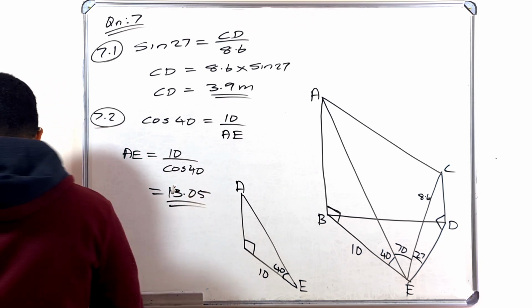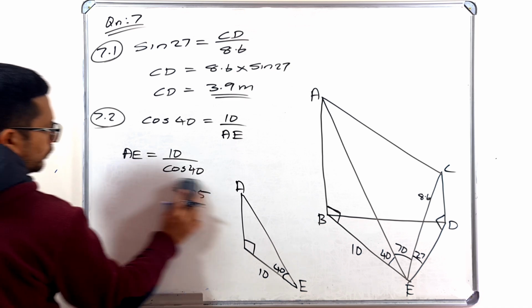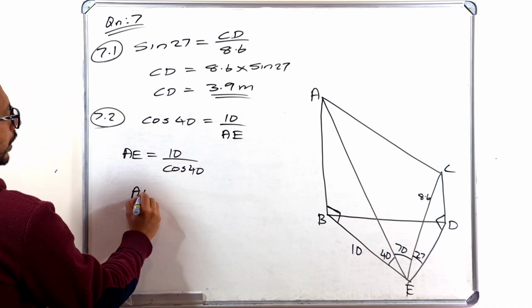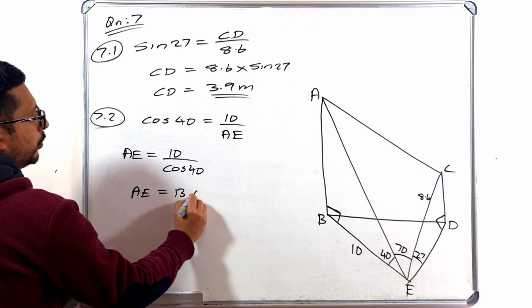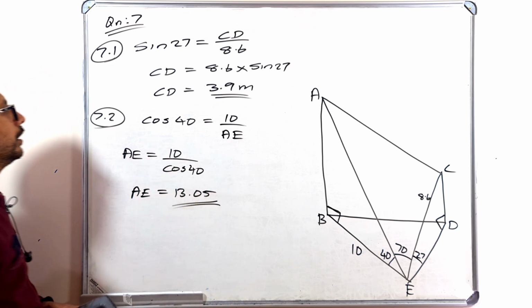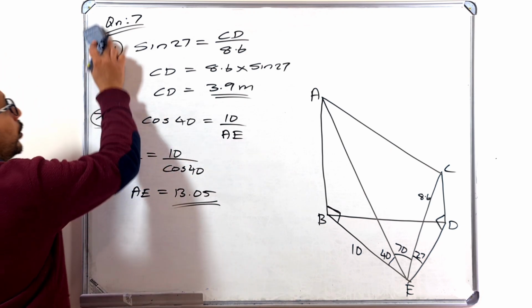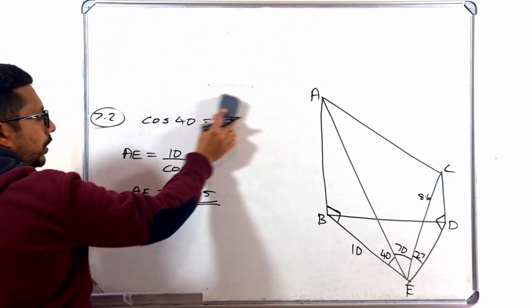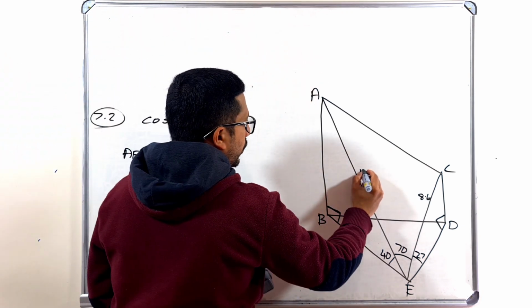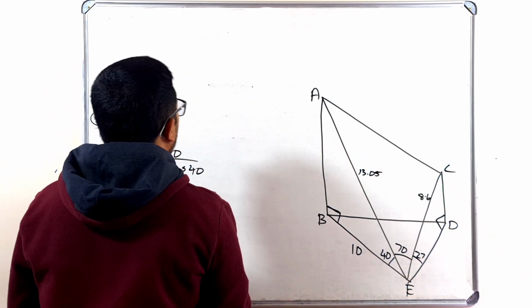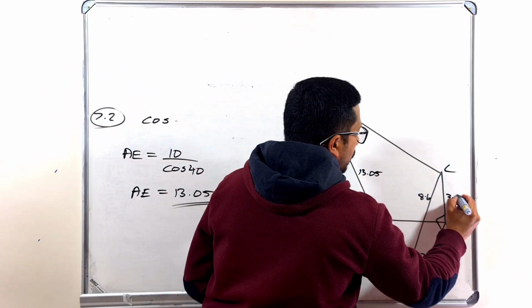It's 13, sorry. AE is equal to 13.05. That is question number 7.2. Now let's go to question number 7.3. So this length is 13.05. And what was CD? 3.9. Okay.